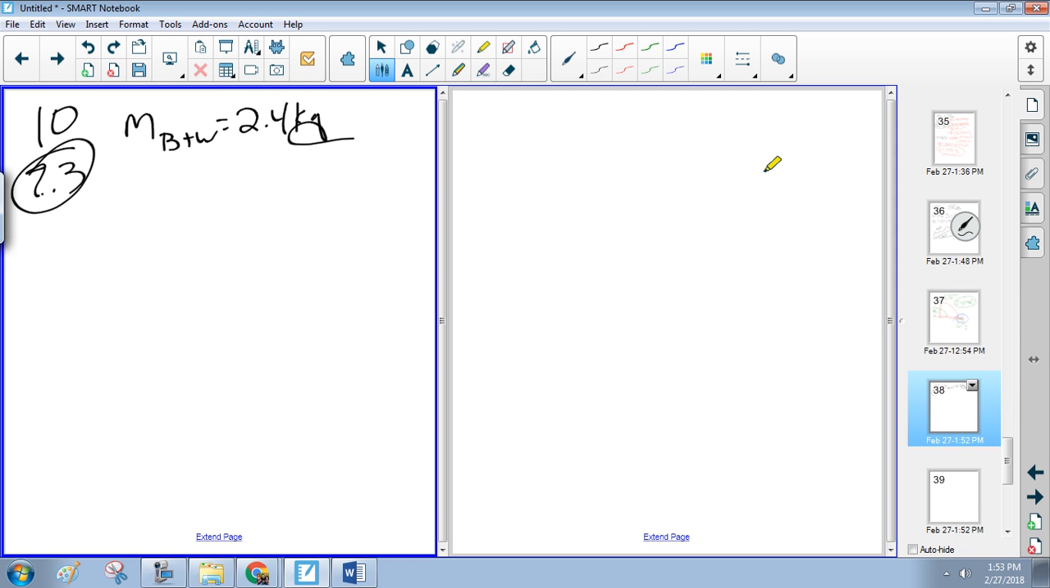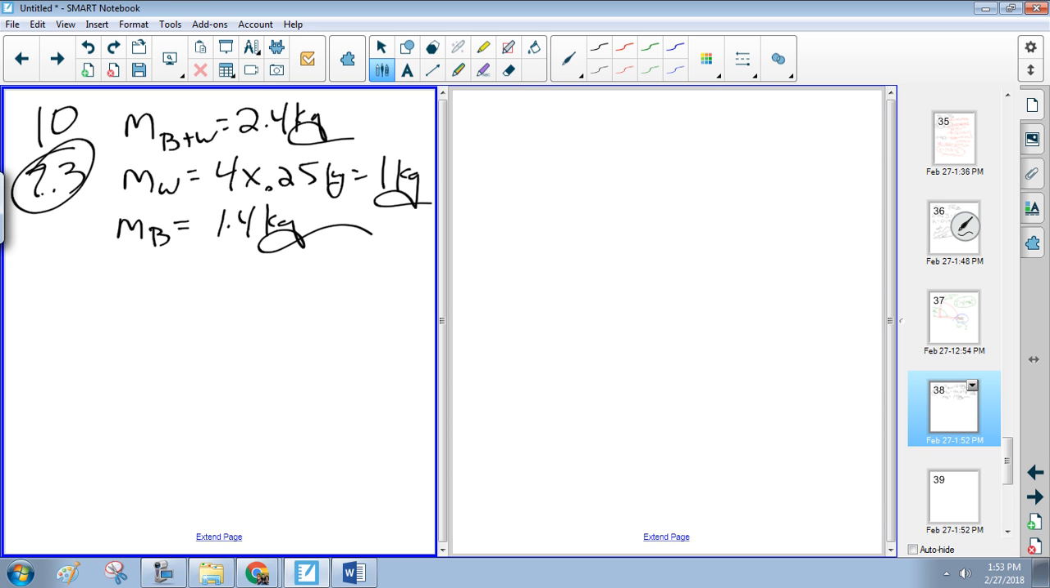The problem says that it has 4 wheels, which are solid discs, each with a mass of 0.25 kilograms. So the mass of just the wheels is 4 wheels times 0.25 kilograms for a total of 1 kilogram. So that means that the mass of the body by itself must be 1.4 kilograms. I don't know that you have to know that. There are ways you can use that though.